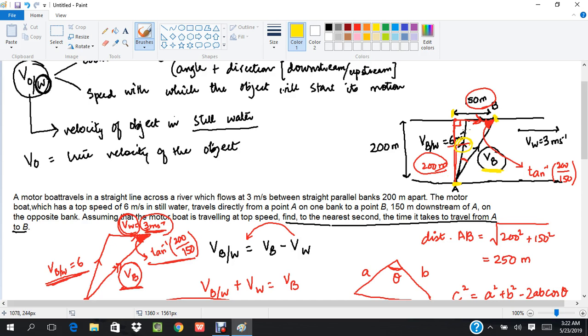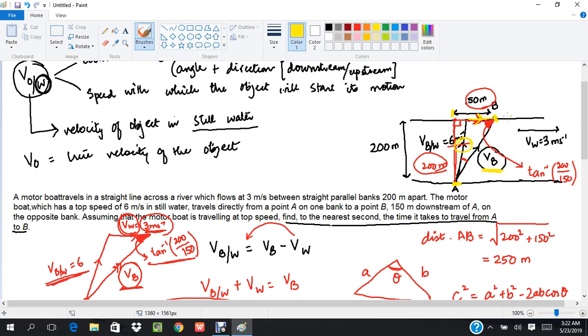Why is it upstream of B? So that the velocity of water, which is represented by this segment here, can push my boat in a way that it ends up at B. So now I have my other triangle as well. That is the triangle of velocities. The triangle of velocities is now resolved using trigonometry.